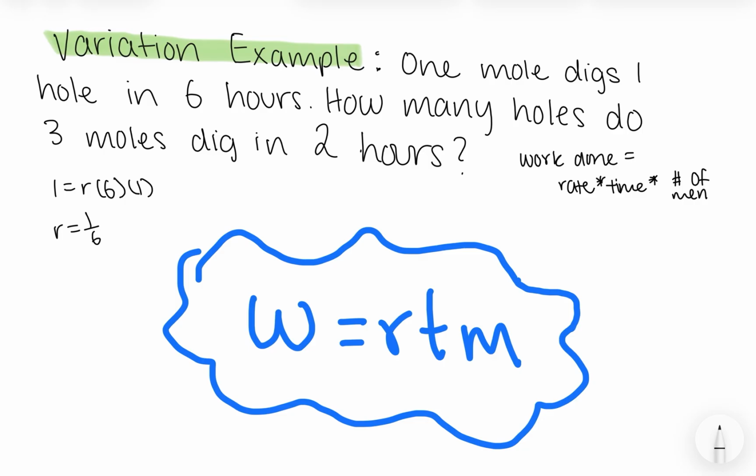The question is asking for how many holes. We don't know that yet, so we don't know the work done. So W equals, we know the rate because we just figured it out, and the time is 2 hours, and the number of men is 3 moles. And so we get W equals 1. That's our answer. The 3 moles will dig 1 hole in 2 hours.